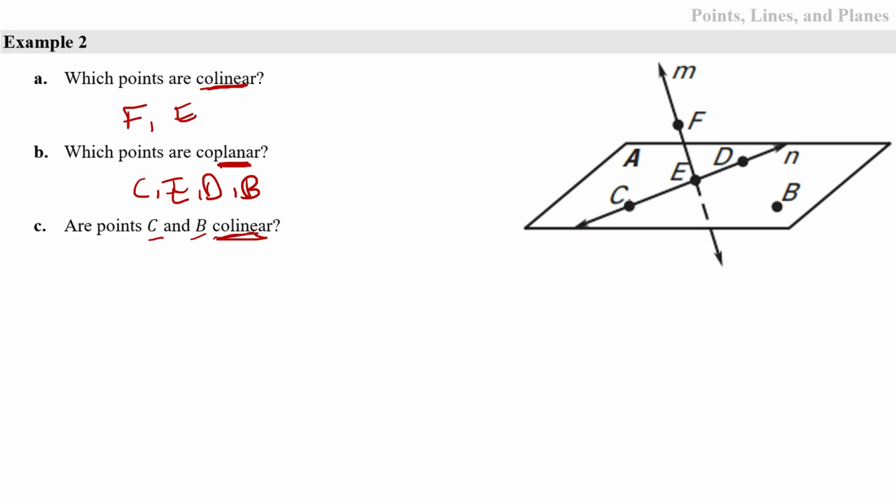If you look at the picture, here's C and here's B, and they're not really on a line. But this is actually a trick question, because even though you might not see the line here, there does exist a line that passes through C and B that contains both of those points. So this answer would be yes.